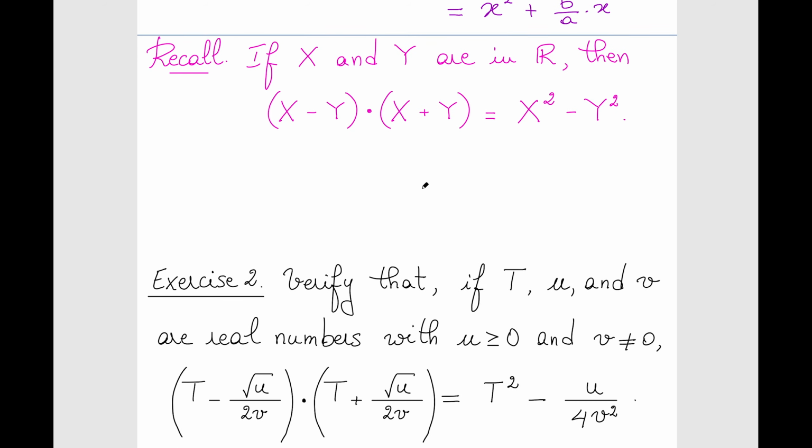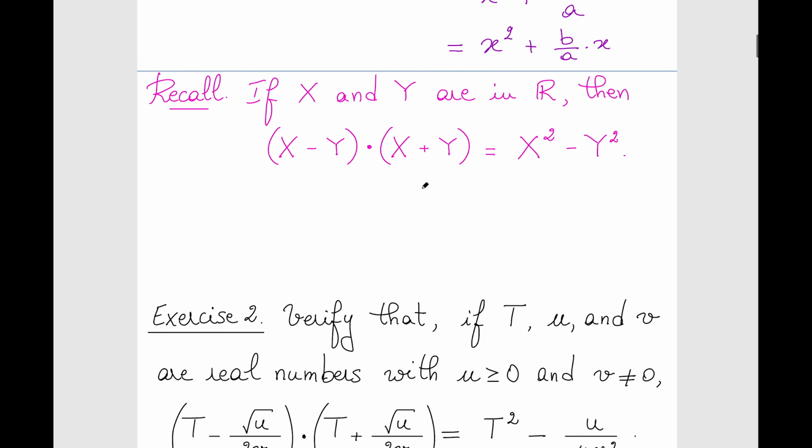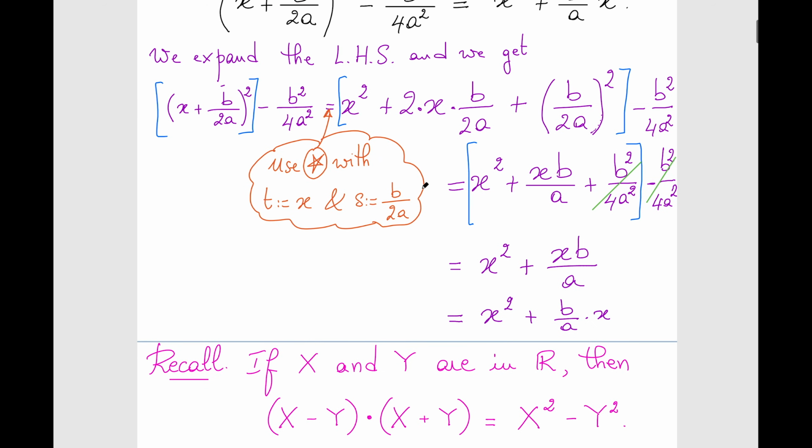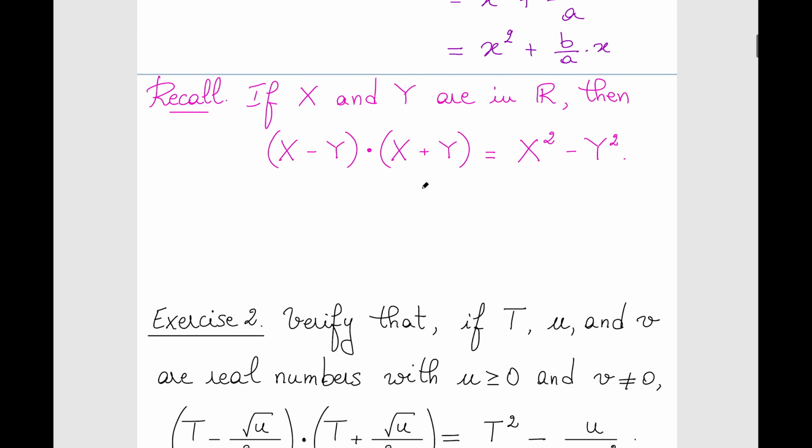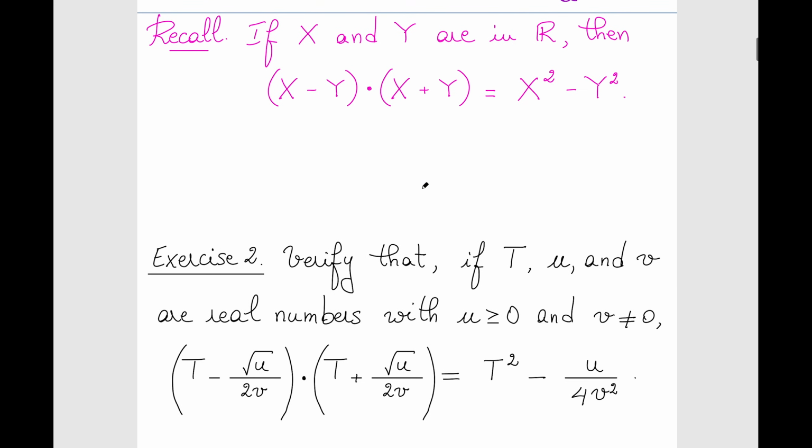Remember, we are doing a few exercises that are going to lead us to show the quadratic formula. So all these exercises that you're going to see, there are just a couple. They are my tools to actually show you the quadratic formula. All right, we still need these two things here. What does this pink thing say? If x and y are real numbers, then this product is the difference of the squares of the x and y that are involved in this left-hand side.